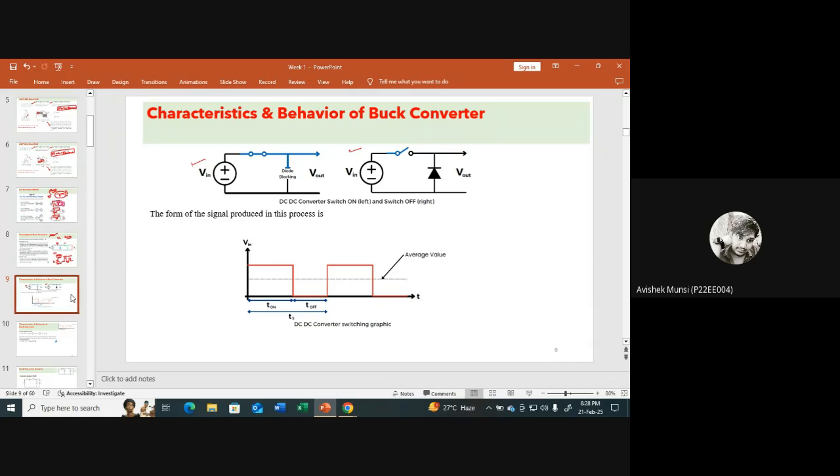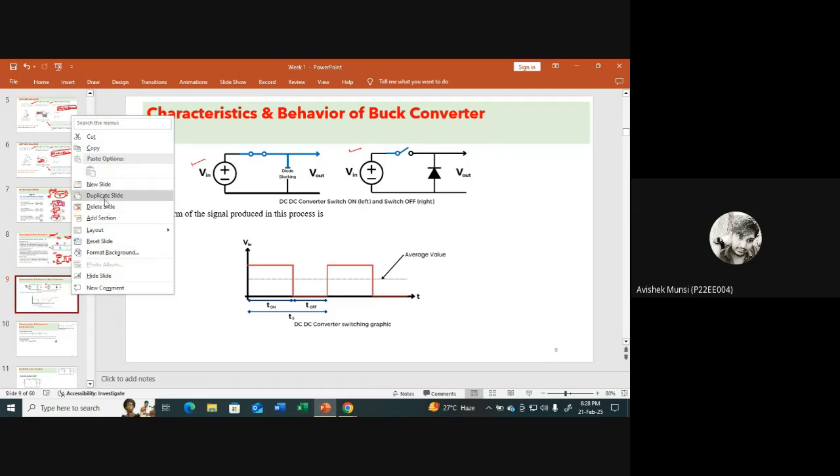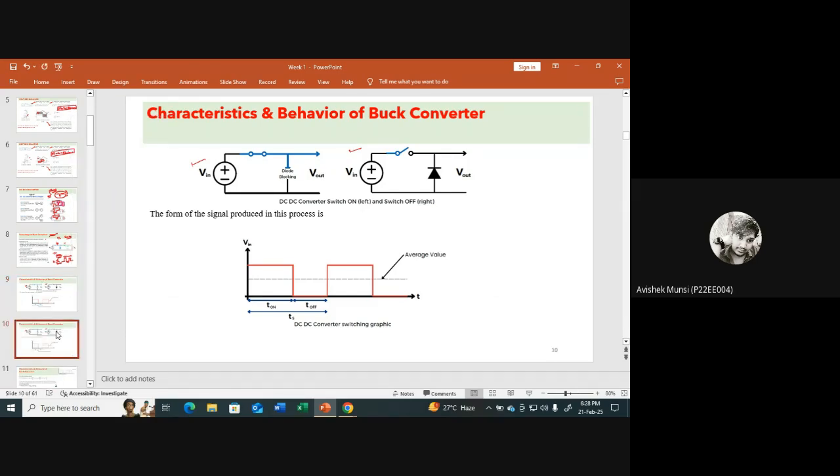So if I add duplicate this light, okay, fine. So if we delete it, okay, fine. Please turn off your mic, okay?